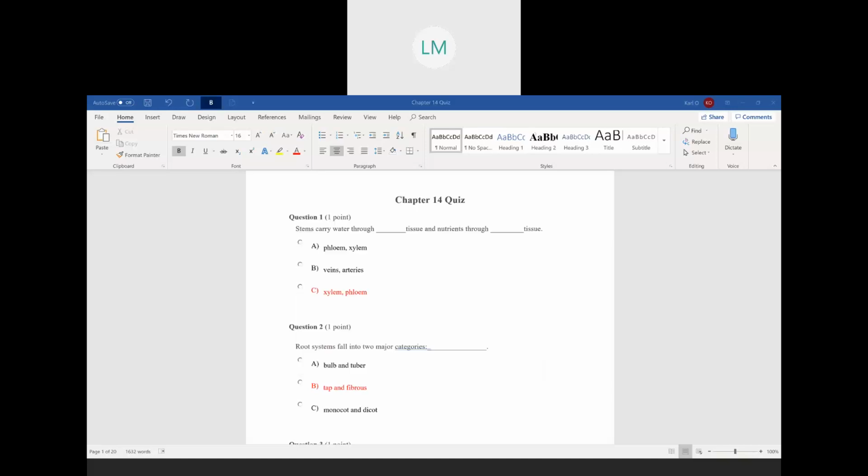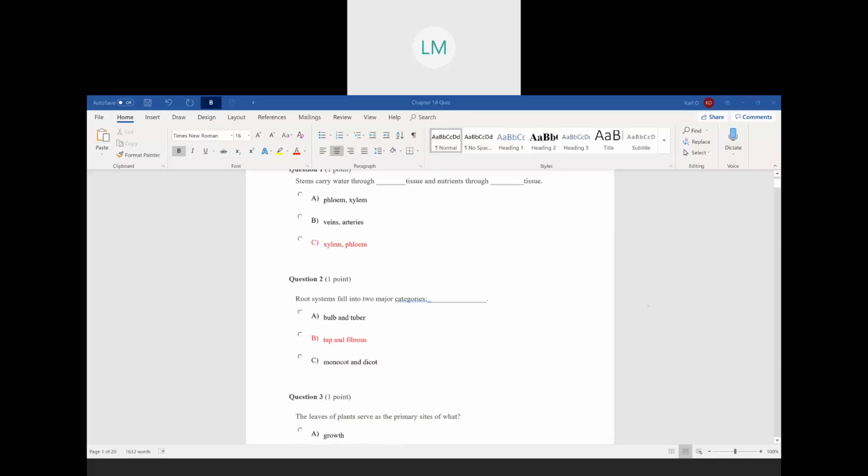Okay, so let's go over the answers to the Chapter 14 quiz. This is the quiz on plants you guys took last week. So question number 1, we're talking about the vascular tissue of the plants here. Stems carry water through blank tissue and nutrients through blank tissue. Water is carried through the xylem and nutrients are carried through the phloem. So that's why C is the correct choice here.